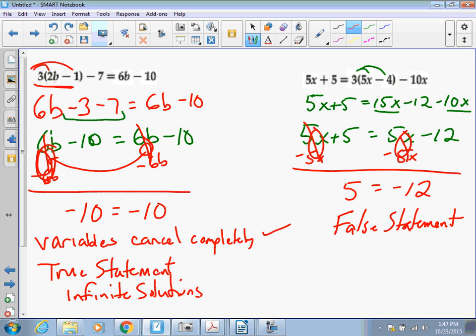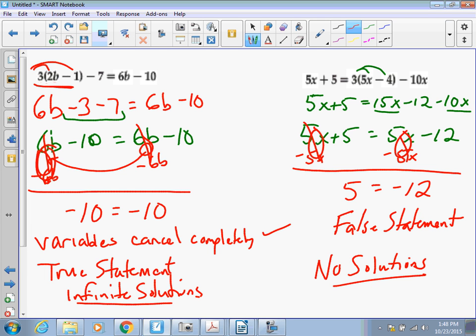5 is not equal to -12. So instead of infinite solutions, in this case we call them, there are no solutions. Okay. So we look at those, we call them identities.